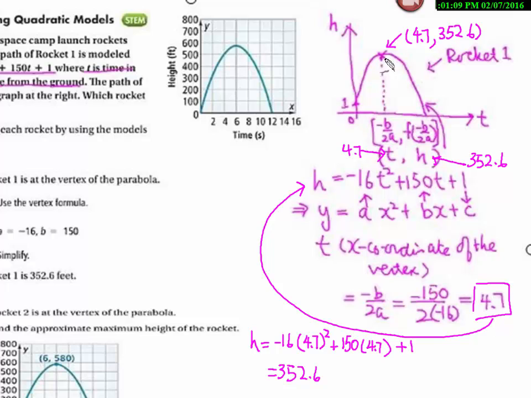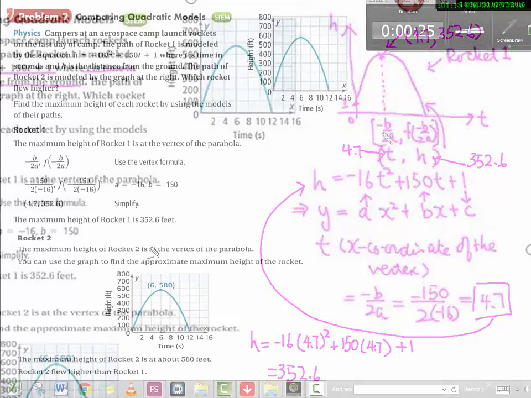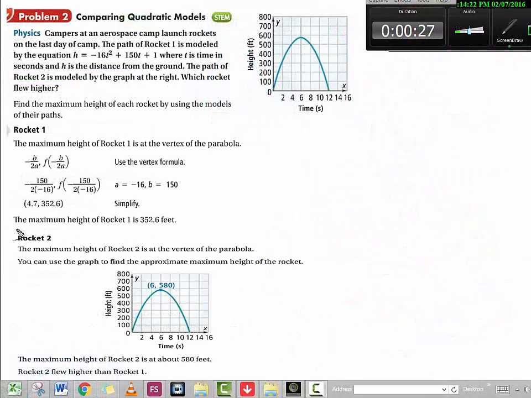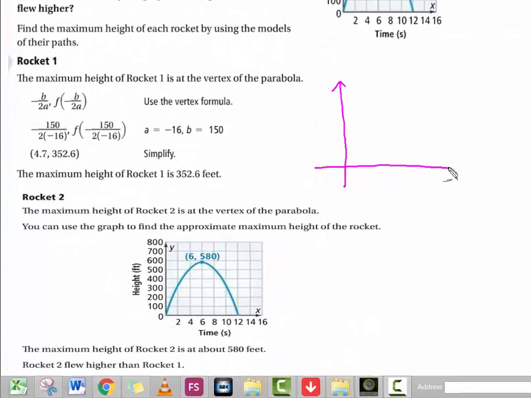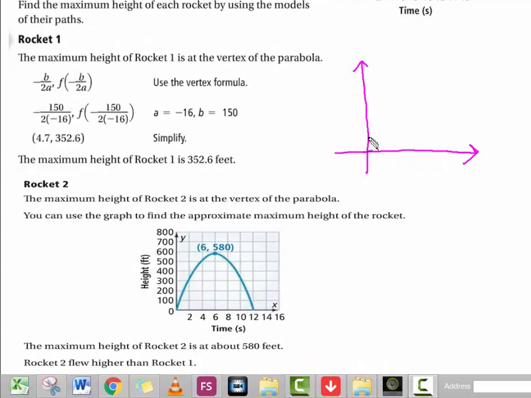The maximum height that the rocket will reach is 352.6 feet. Now that we know the maximum height of rocket 1, in order to decide which rocket flew higher, we have to find out the maximum height that rocket 2 can reach.